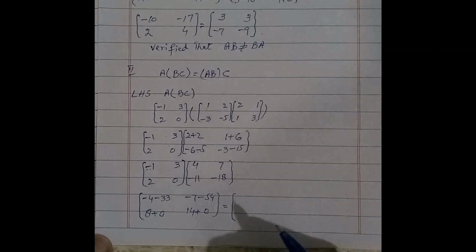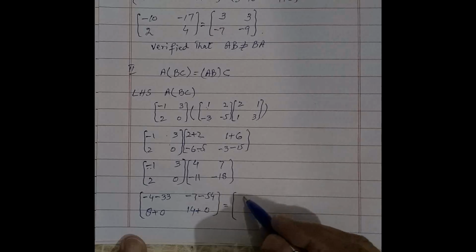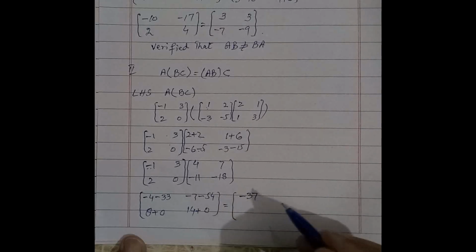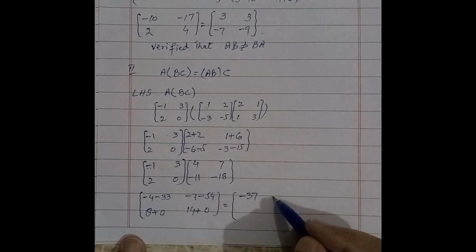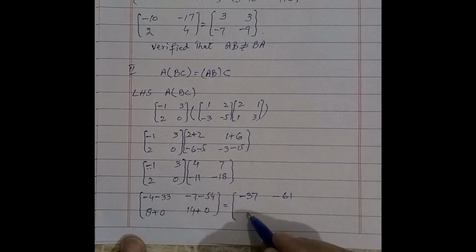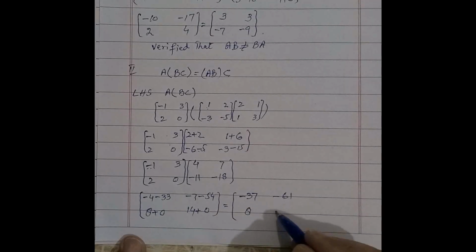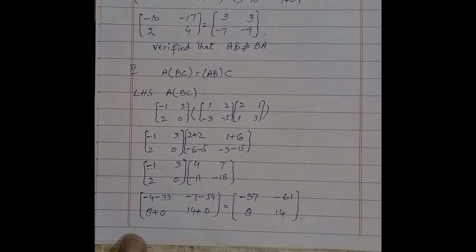Now simplify these values, we get minus 4 minus 33 is equal to minus 37. Minus 7 minus 54 is equal to minus 61. 8 plus 0 is equal to 8, and 14 plus 0 is equal to 14. And it is the matrix of A into B multiplied by C. And this is the left hand side of our verification.